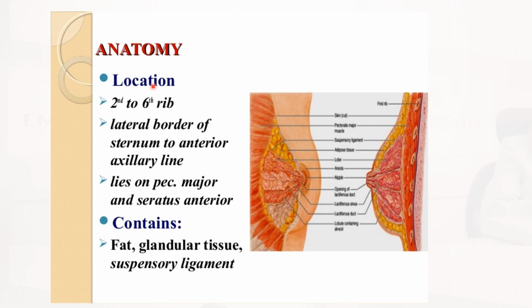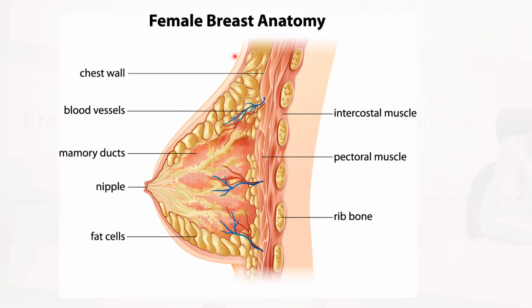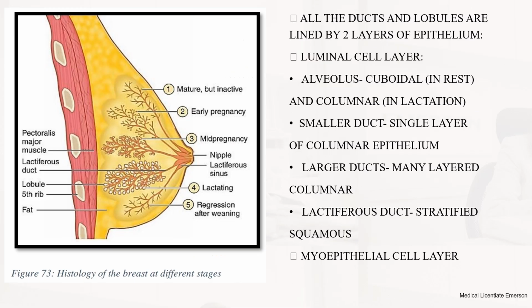The location of the breasts is from the second to the sixth rib, from the lateral border of the sternum to the anterior axillary line. They lie on the pectoralis major and serratus anterior. They contain fat, glandular tissue, and suspensory ligament. That's the anatomy. It's just all the intercostal muscles, the nipple, the lactiferous ducts, the mammary, and the ducts. Okay, that's what we are.